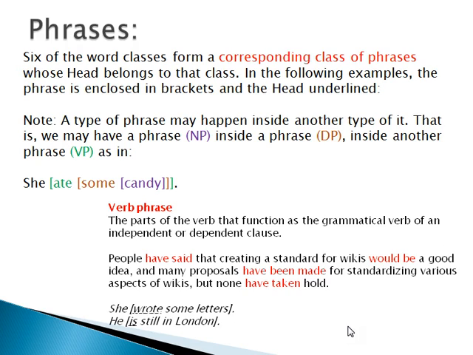This is an independent clause because it's joined to the previous one by a coordinator. Don't worry, because we are going to talk in the future about coordination and subordination. The second one, but none have taken hold, is a dependent clause. Okay? It's there by means of subordination. Now take the part in red. People have said. Have said is a verb phrase, okay?